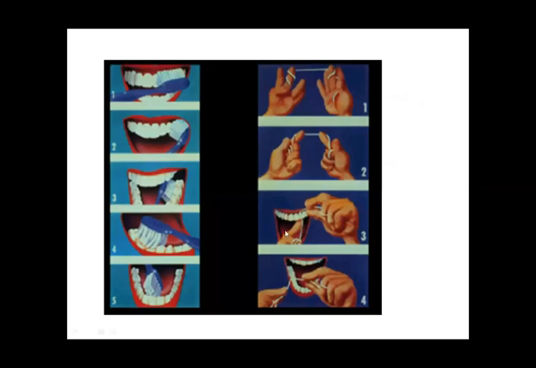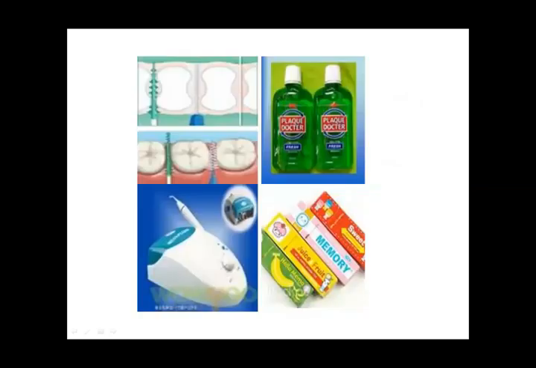So this is the way to brush the teeth properly in 5 steps, and this is dental floss, which you have to use to clean the debris that is stuck in between the teeth. Also, you can use some kind of mouthwash, and there are some small brushes available so that you can brush in between the teeth.